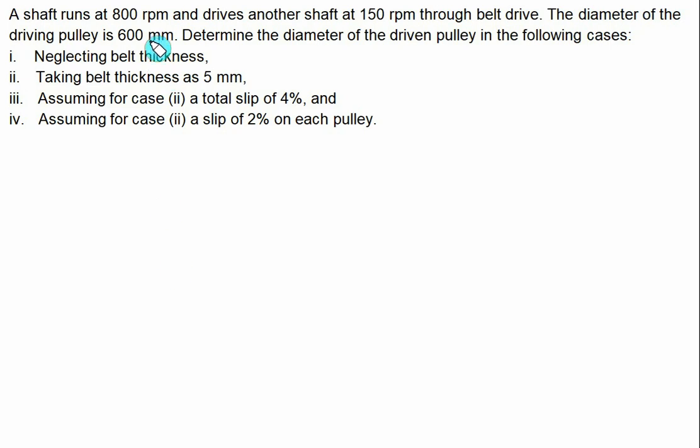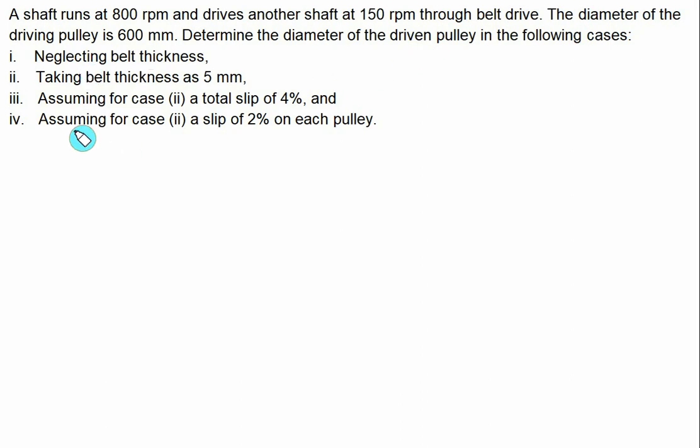A shaft runs at 800 rpm and drives another shaft of 150 rpm. So we have driver shaft N1 equal to 800 and driven shaft N2 equal to 150. Through a belt drive, the diameter of the driving pulley D1 is 600. Determine the diameter of the driven pulley in the following cases.